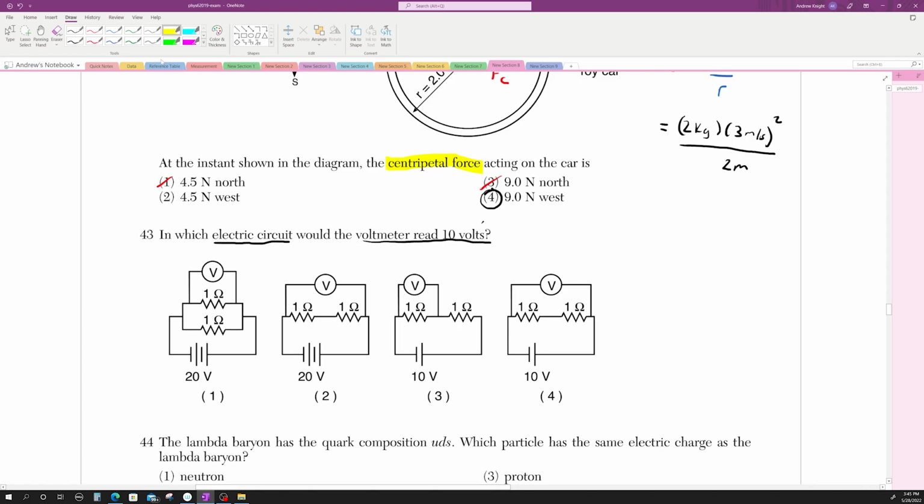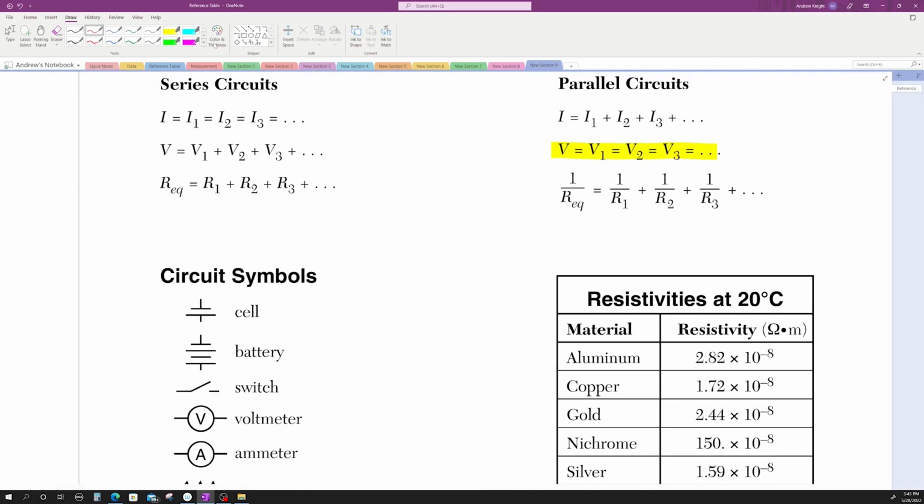So heading back to the question here, we can eliminate number 1 as a choice because number 1 says that each branch would have 20 volts. I want a reading of 10 volts, so that is not correct. 2, 3, and 4 are all series circuits. So going back to my table here, in series circuits, notice the voltages add up to give you your total. So I need to find voltages that will add up to give me 10.